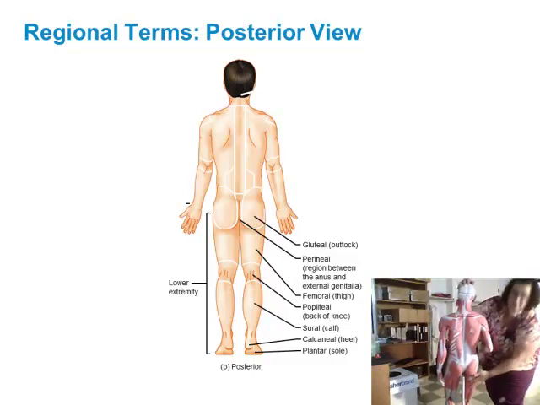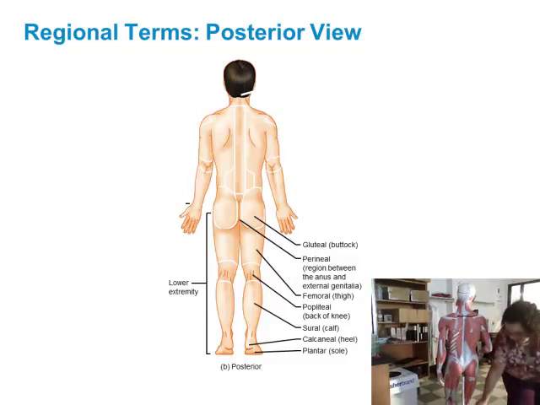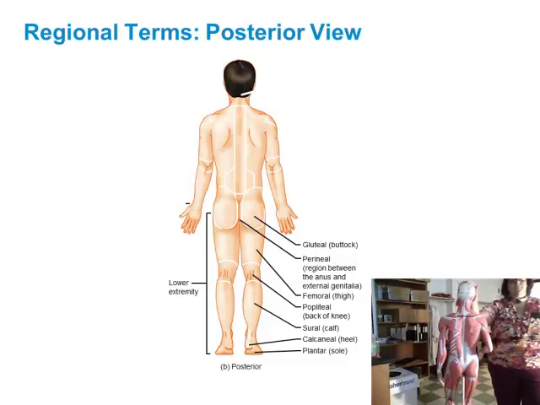The back of the thigh is still called femoral. The back of the knee, the front was the patellar, the back is the popliteal. Okay. The back of the calf, or the lower leg, is called the sural. And then on the foot, we have the ankles are still called the tarsals, but the heel, where you put your weight down on your heel, that is the calcaneal.